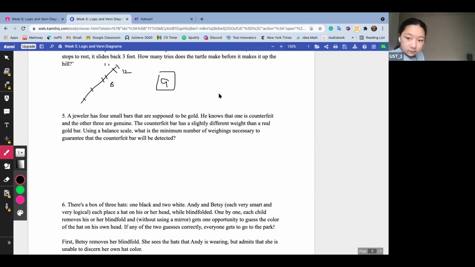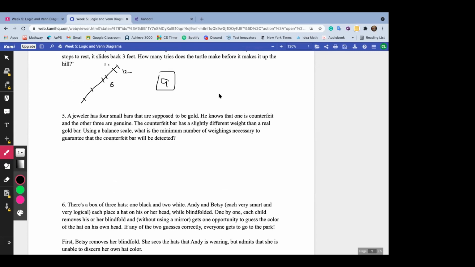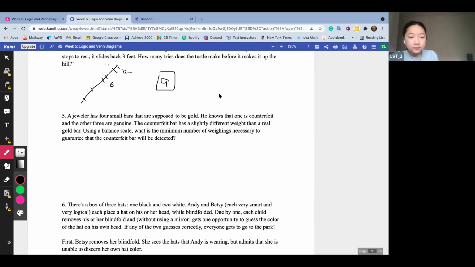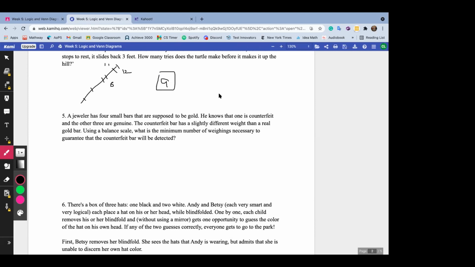What is like counterfeit and genuine? Okay, so the counterfeit one means it's like a fake one, and the genuine one is like the real one. Irene, do you have a question? I don't really understand this problem.